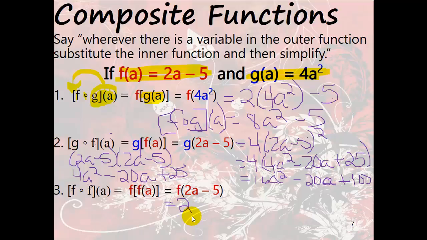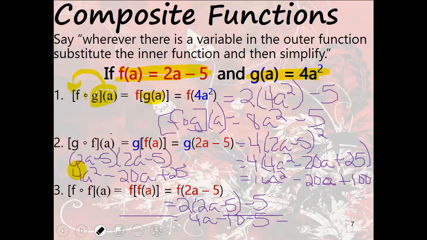What do I plug in? I'm going to plug in 2a minus 5. And then I subtract 5. So I'm going to get 4a minus 10 minus 5, and that gives me 4a minus 15. That is f of f of a.